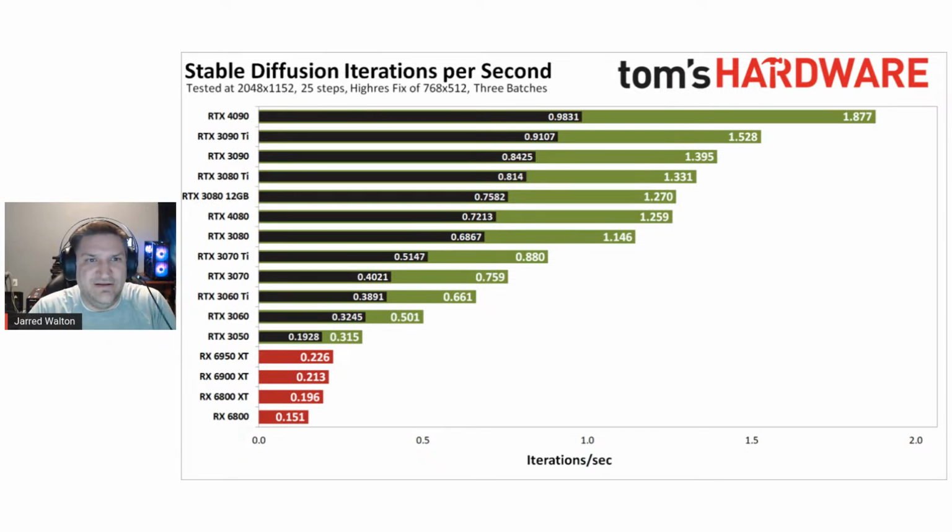And I do 3 images each. So it says 3 batches. I don't know if that's the correct term. The batch size is set to 3 or something like that.